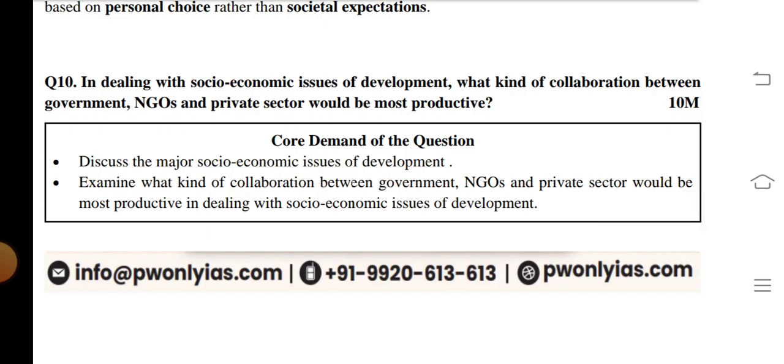In dealing with the socio-economic issues of development, what kinds of collaboration between the governments, NGOs and private sectors would be the most productive? Discuss the major socio-economic issues of development, and examine what kind of collaboration between the government, NGOs and the private sectors would be the most productive.